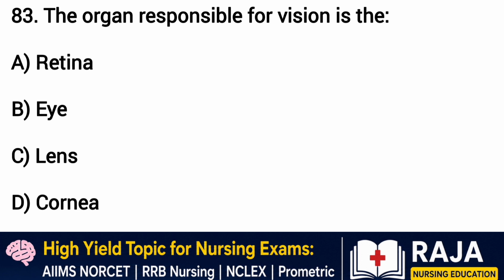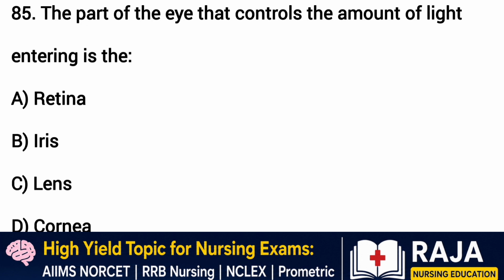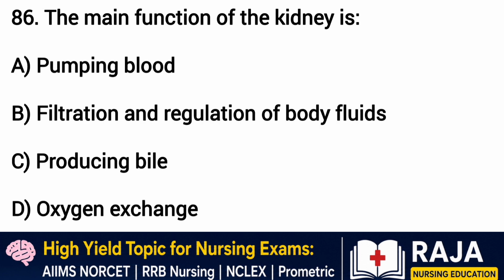The organ responsible for vision is the. The answer is B. Eye. The photoreceptors of the eye are. The answer is A. Rods and cones. The part of the eye that controls the amount of light entering is the. The answer is B. Iris. The main function of the kidney is. The answer is B. Filtration and regulation of body fluids.